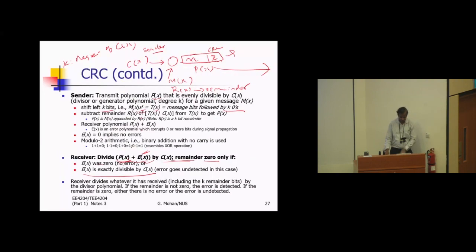Similarly, here, if the error introduced during the propagation is divisible by C, then you cannot detect the error. That means your test will pass, but actually there is an error. This we do not want to happen, right? So we want to choose the divisor polynomial C such that the probability for this case is small, correct? Is that clear? What I am trying to say is, sometimes it may say yes, there is no error, but there may be an error. That is possible.